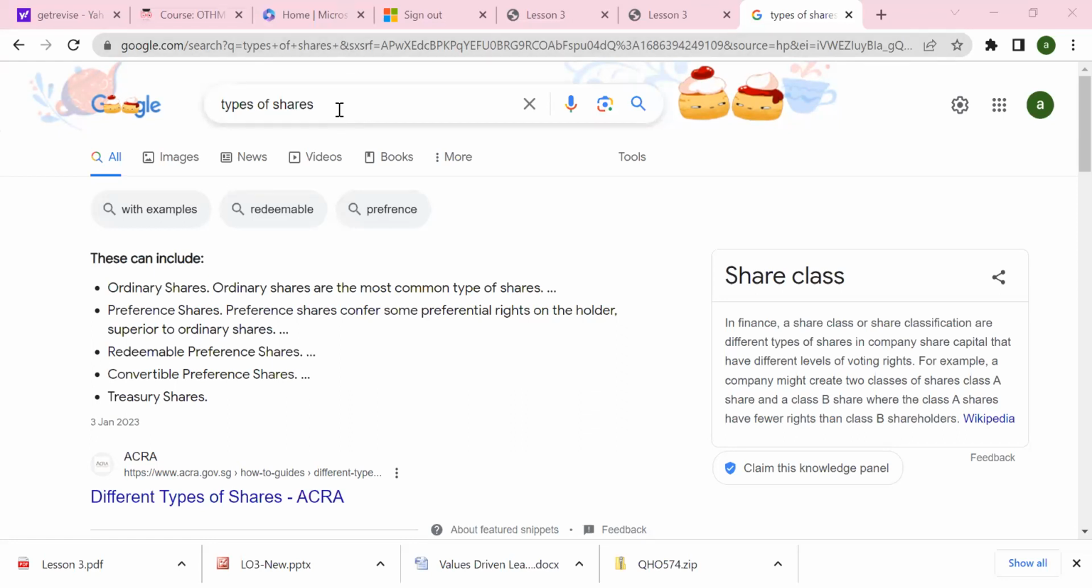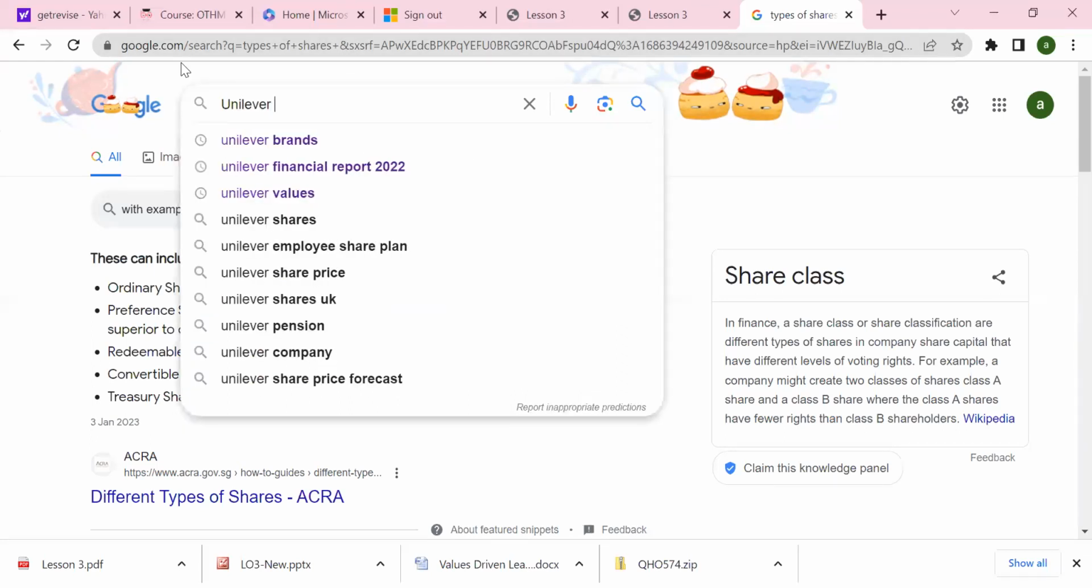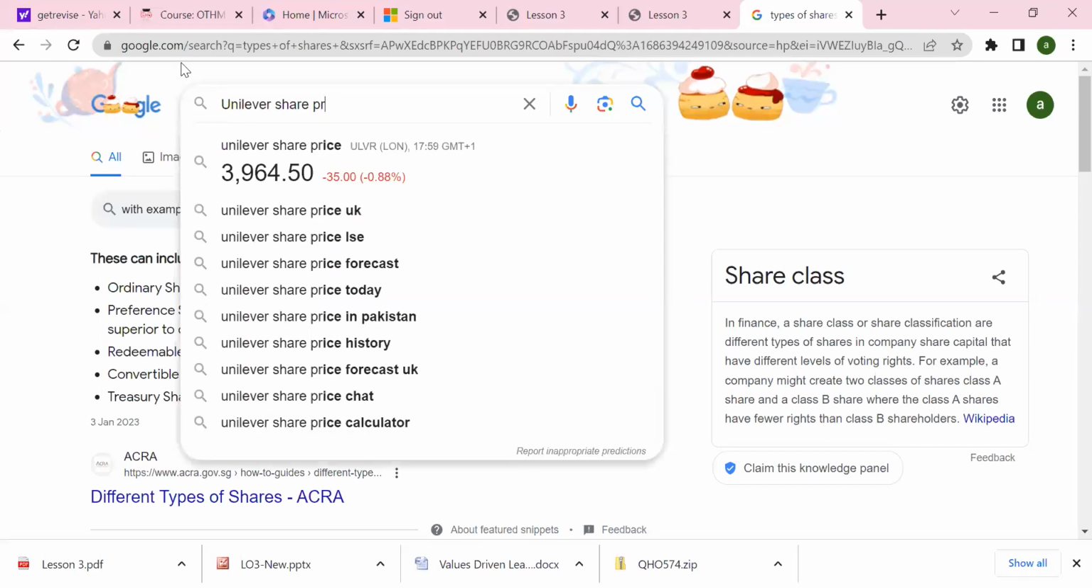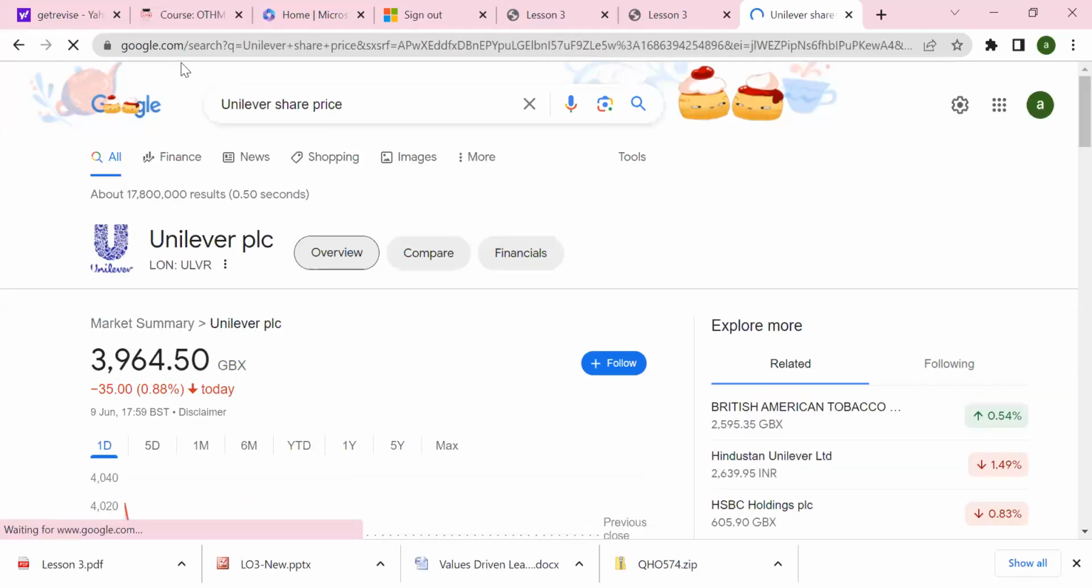Second, we said Unilever. Unilever used to be called Lever Brothers. Share price. If you do a bit of research, you can find it. What is Unilever? That's the share price of 3964 pence per share. So it's quite huge. The price is quite high. Share price of Unilever. Any question?